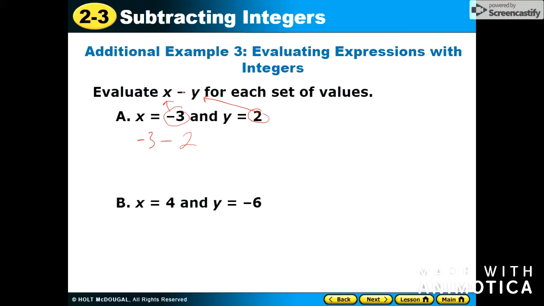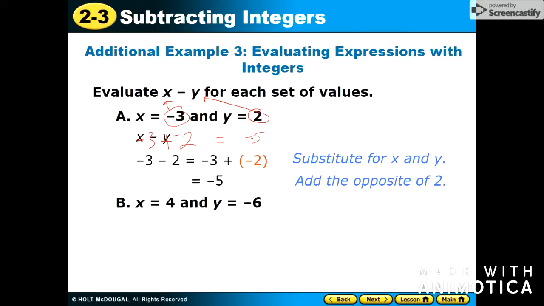Negative 3 minus 2. I'm going to change my subtraction sign to addition and the next to its opposite. So negative 3 plus negative 2. Again, they have the same sign, so add them and keep the sign. So 5, and it would be negative. Let's see if they came up with the same thing. Yep, perfect, they did. And the next one, x is 4 minus y, which is negative 6.